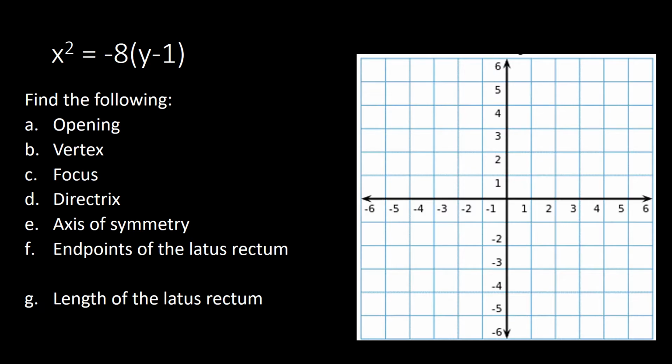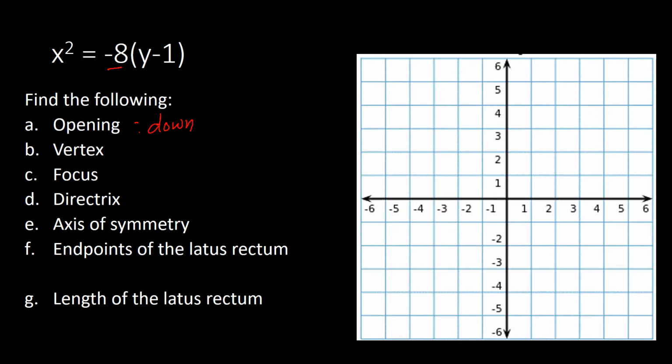So again, we start with the opening of the parabola. Since we have an x which is squared, the orientation will be upward or downward only. Then, looking at our negative 8, which is multiplied to the non-squared variable, since that is negative, we are going to go downward. So the opening of the parabola is down.